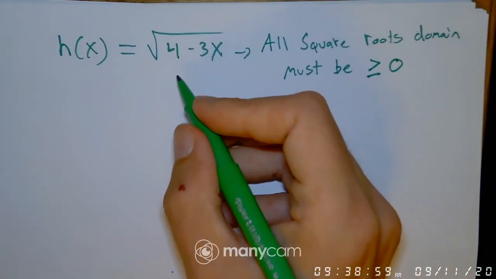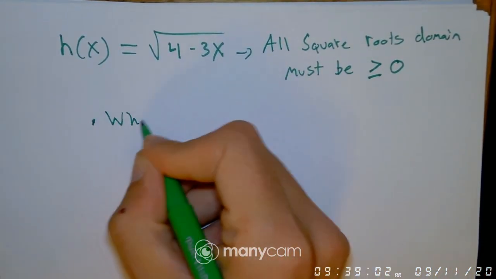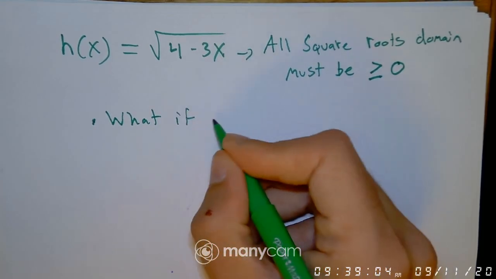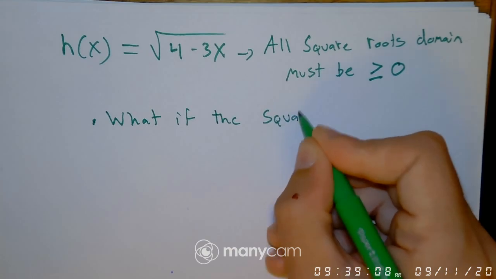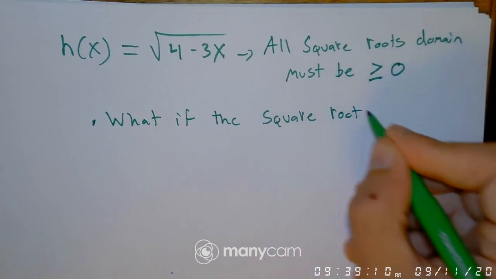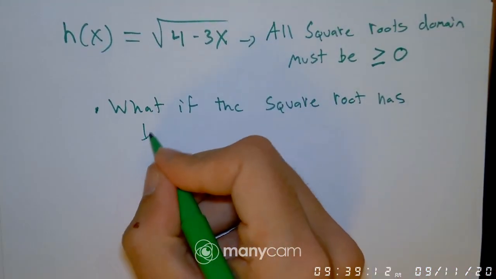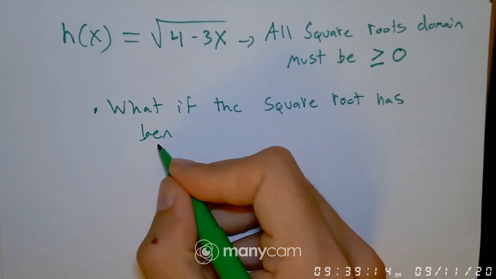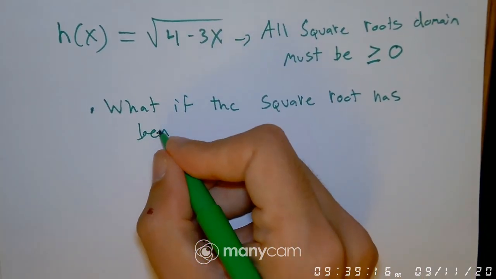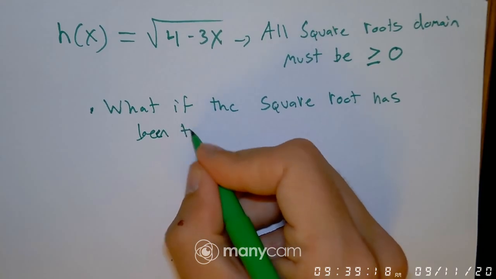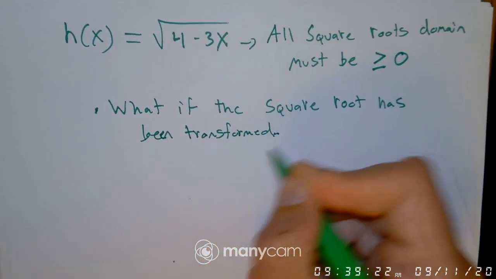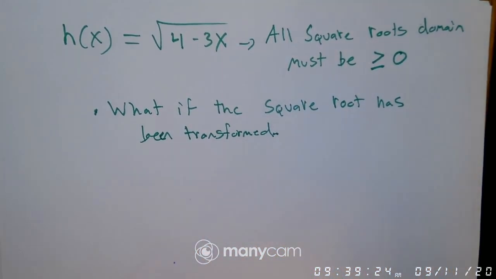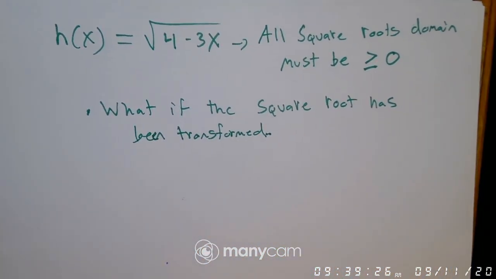Okay, the problem is, what if the square root has been transformed, right? Because if it's been transformed, then there's more than meets the eye.